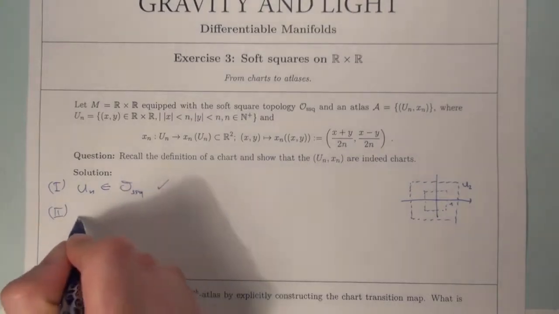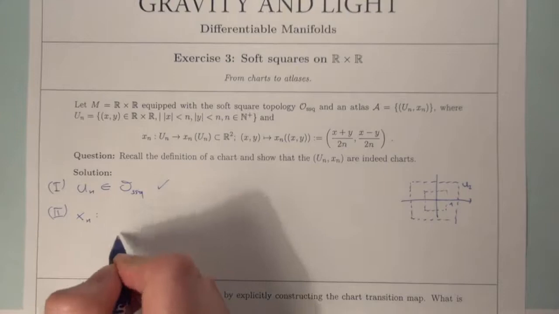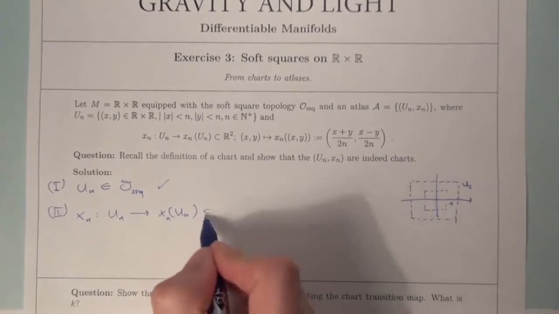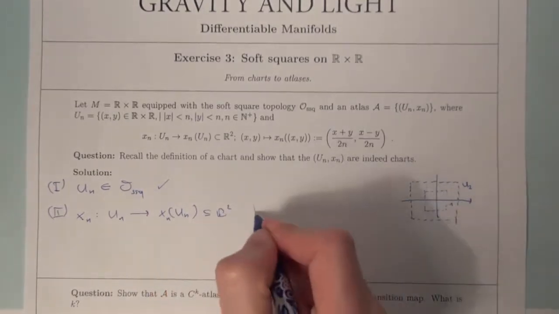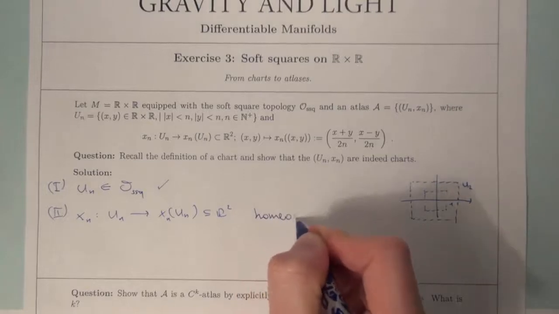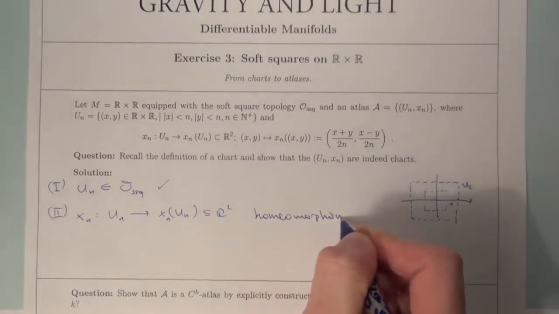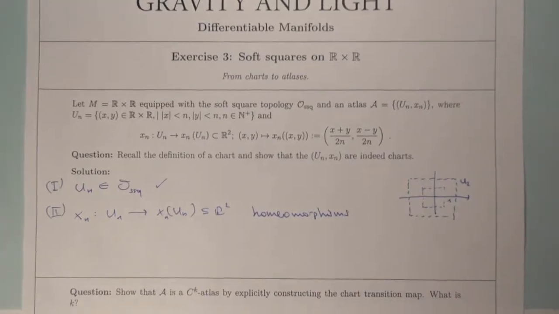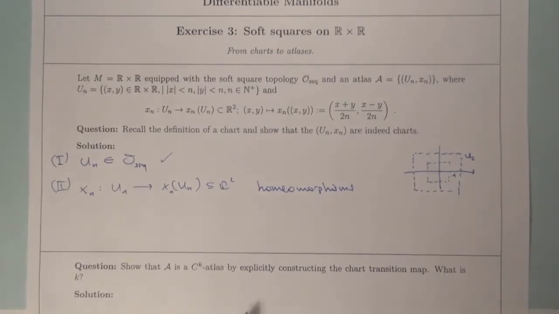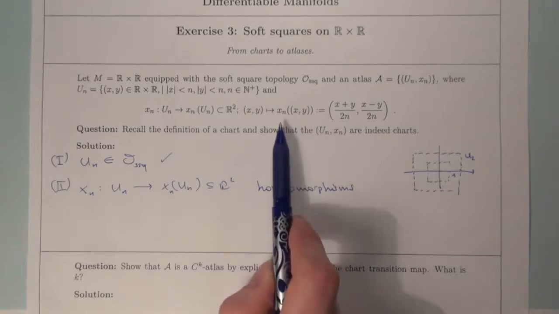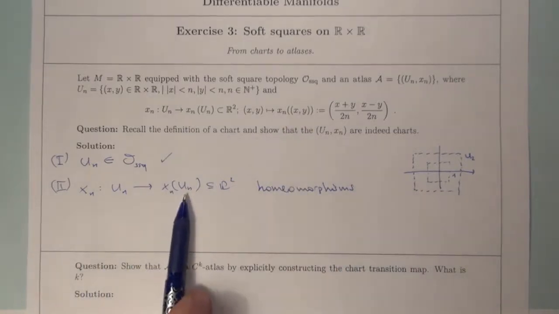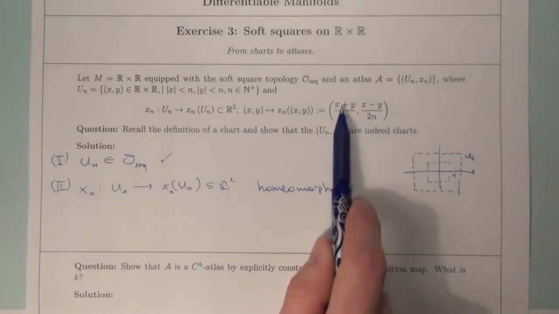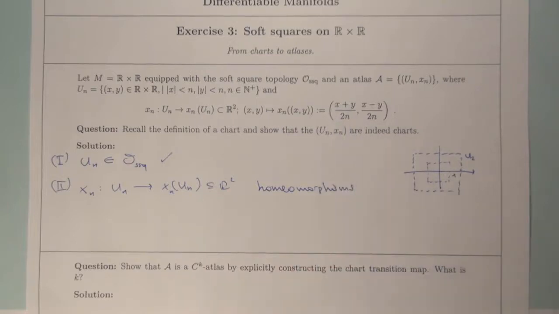homeomorphisms. That means the x_n that go from U_n to x_n of U_n, part of R^2, these need to be homeomorphisms, which means they are invertible and in both directions continuous. So we consider the direction U_n to x_n of U_n. This is clearly continuous because we have the standard topology and, well, I think that's clear.